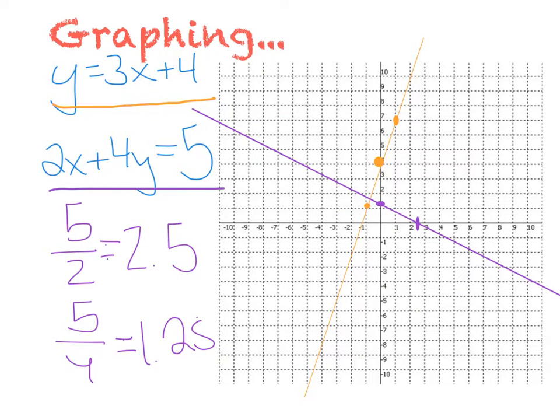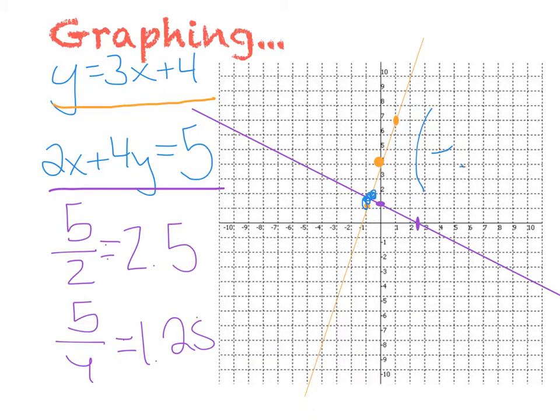Our second equation is 2x plus 4y equals 5, which is in standard form. So I graphed by finding the intercepts. If I take 5 divided by the coefficient of x, which is 2, our x-intercept is 2. To get our y-intercept, I take 5 divided by the coefficient, which is 4, that's 1.25, and connect.